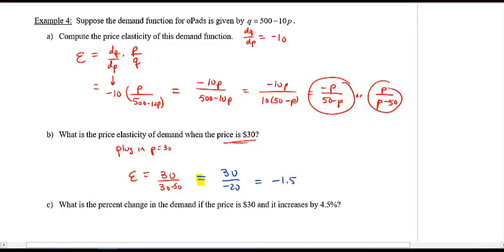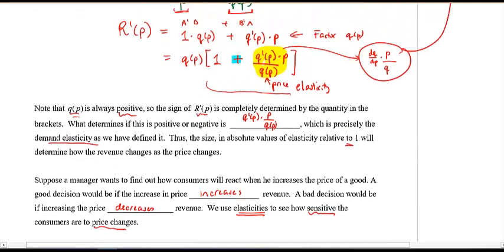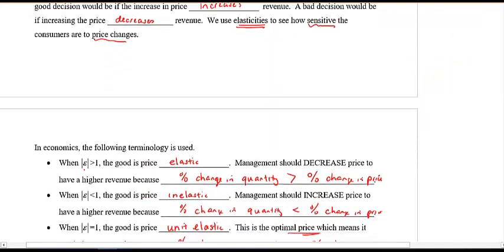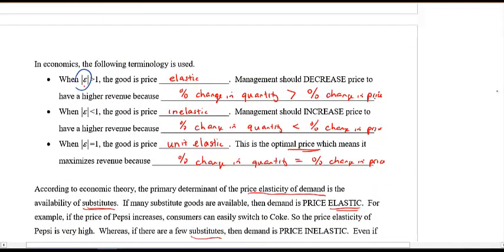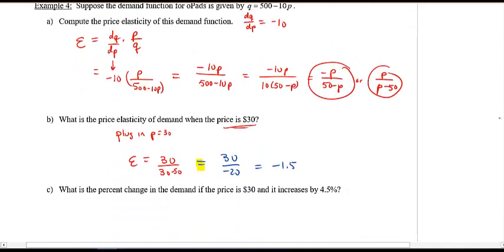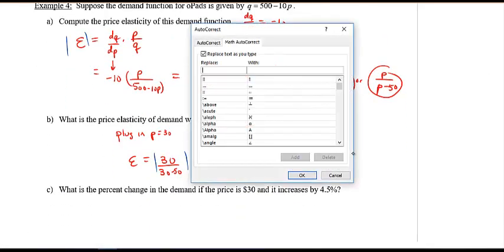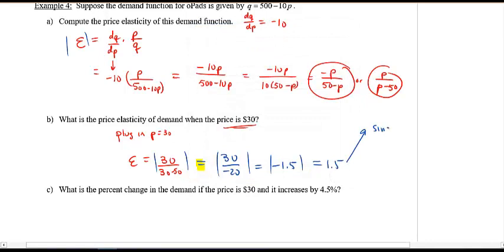Now remember, I made a comment earlier that we really want the absolute value. We don't really care about the negative because we know it's always going to be negative. So I really should have said this. Oops, I did. I forgot. Don't forget, it's the absolute value. So the answer here is 1.5. By the chart above, that means it's bigger than 1, so this is price elastic. Since the absolute value of E is bigger than 1, this is price elastic.